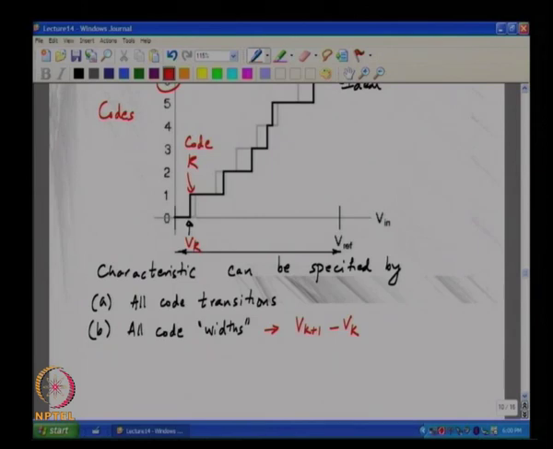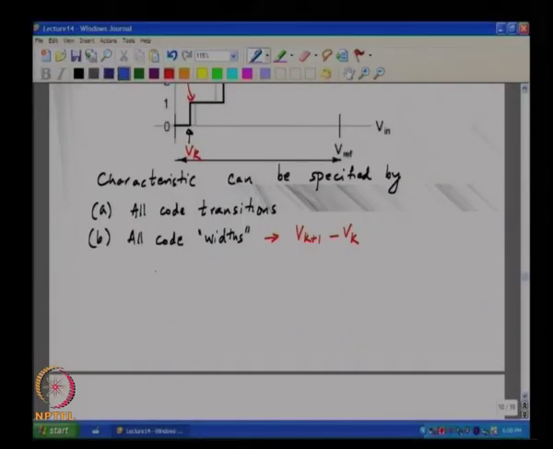All right. Now, ideally the step size is supposed to be constant and equal to, in this particular case, Vref by 8, in general equal to 1 LSB by definition, correct. So, it does not make sense to specify code width as 0.8 LSB, 1.1 LSB, 1.01 LSB and so on. We know that they are all nominally supposed to be 1 LSB. It is enough to specify the deviation from the nominal step size. So, in other words, giving information in the form of VK plus 1 minus VK, which is the width of code K, minus 1 LSB.